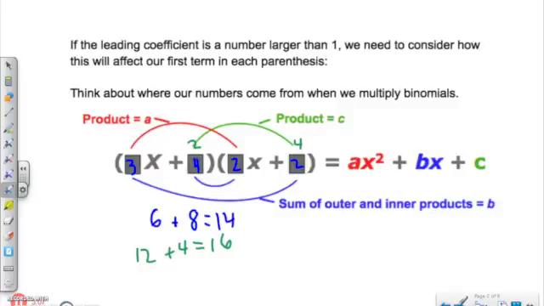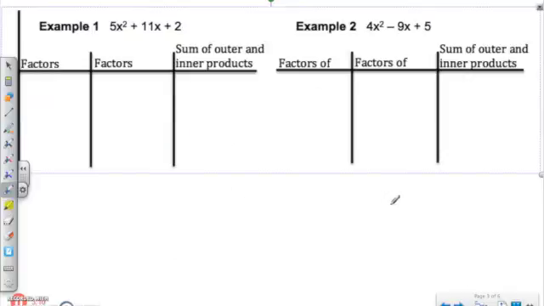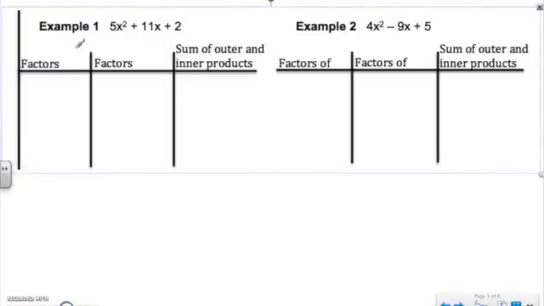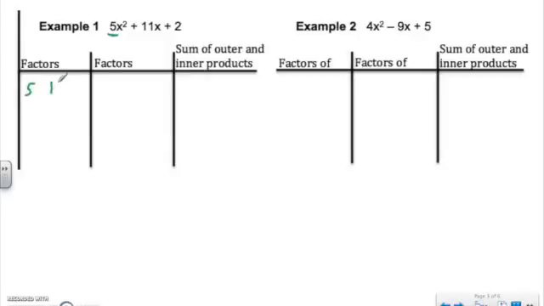So let's go ahead and look at some examples. We're still going to want to use a chart to keep us on track and focused with our guess and check method, but we're going to add an extra column. We're going to list our factors of a and our factors of c. So if I am listing my factors, I'm going to first look at my 5. What can I multiply together to give me 5? The first one that comes to mind is 5 times 1, and in fact, 5 times 1 is our only factor pair since 5 is prime.